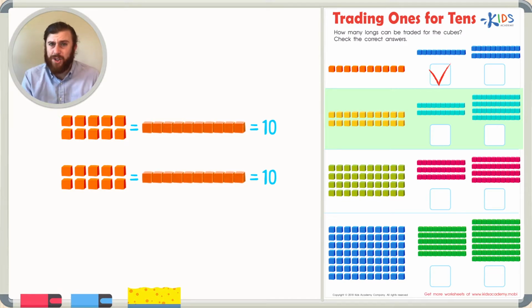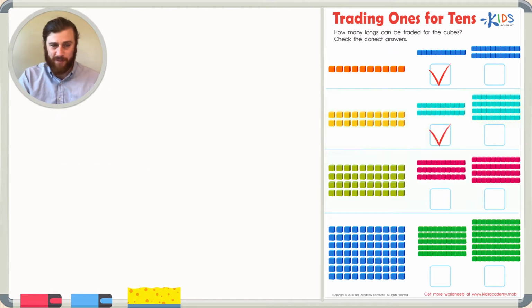So how many longs can I trade all of these cubes for? Well, if I traded these cubes for these longs, I would see that I had 2 longs. And if I counted by 10, 10, 20, I would know that there are 20 cubes in total, or 2 longs, our first answer choice. Let's take a look at the third example.